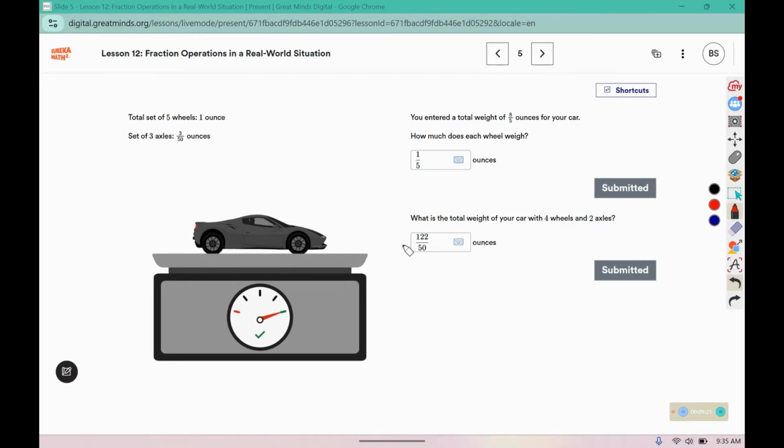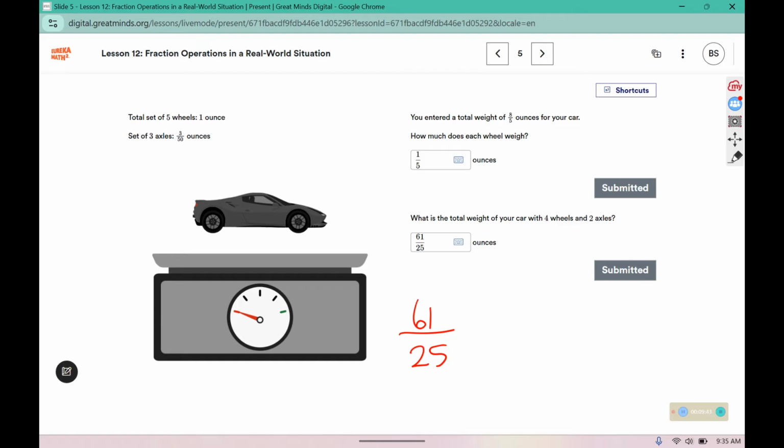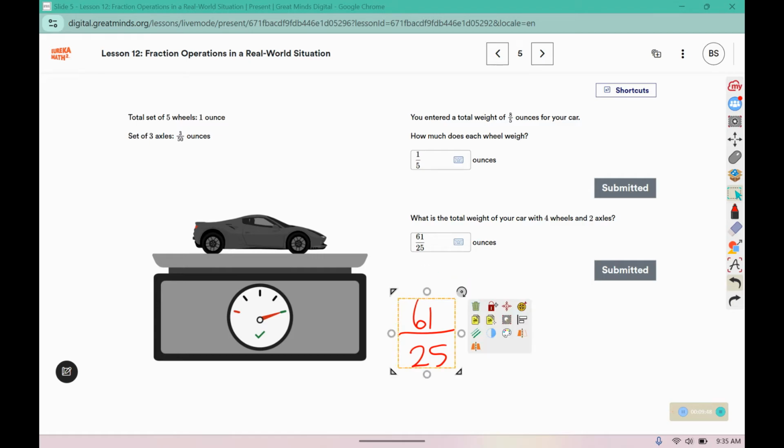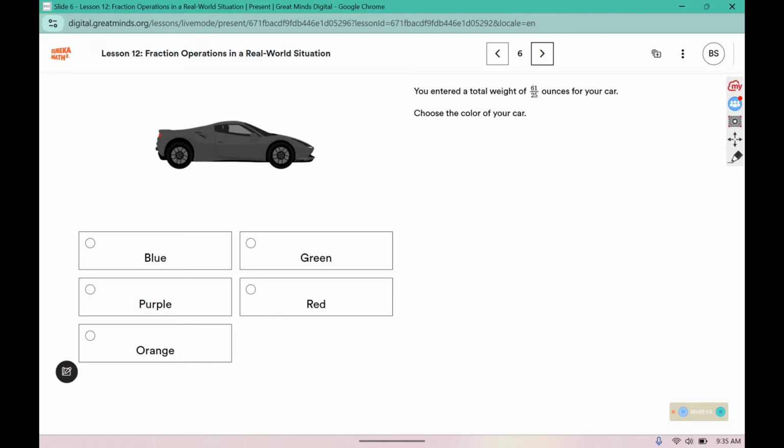Now I could also simplify that. Those are both multiples of 2. So 25 for the bottom. 100 is 50. And if I split 22 in half, that would be 11. So 61/25 would also work here. Let's try that and see if it says that it's correct. Yes. You entered a total weight of 61/25 ounces for your car.